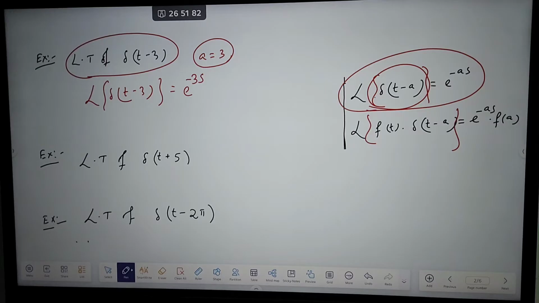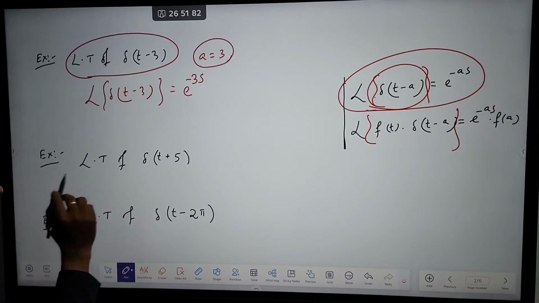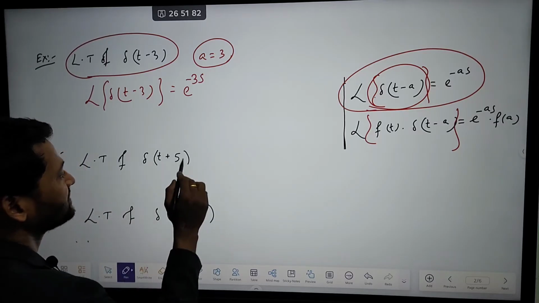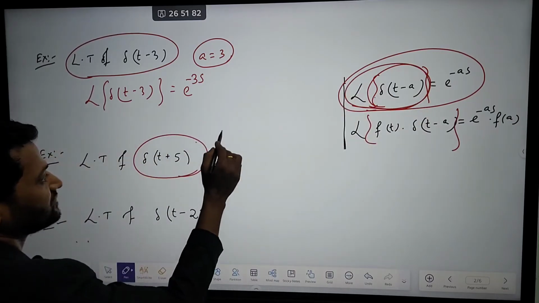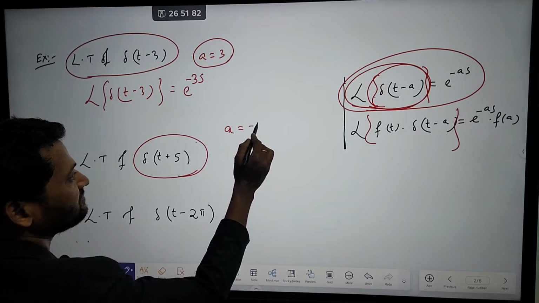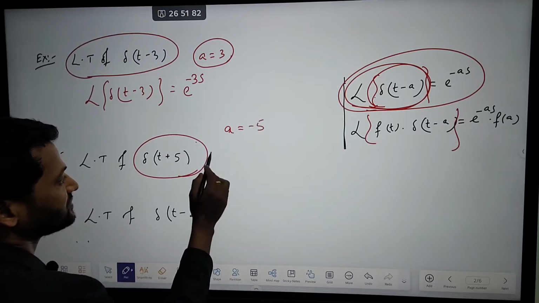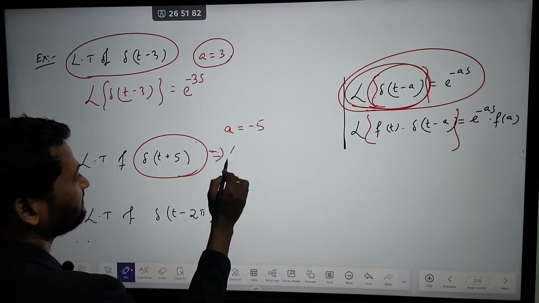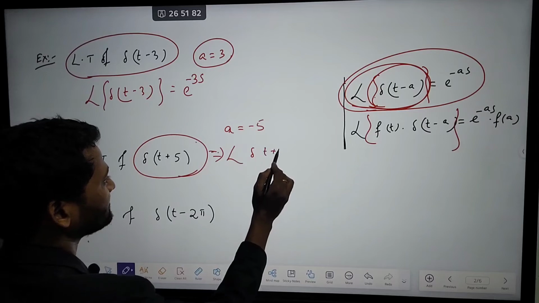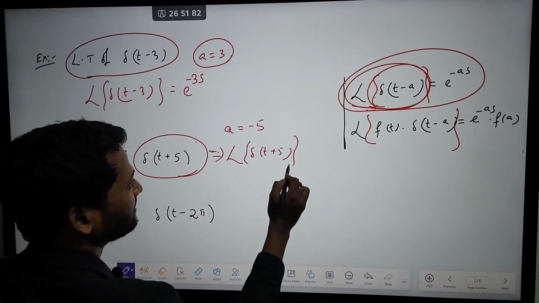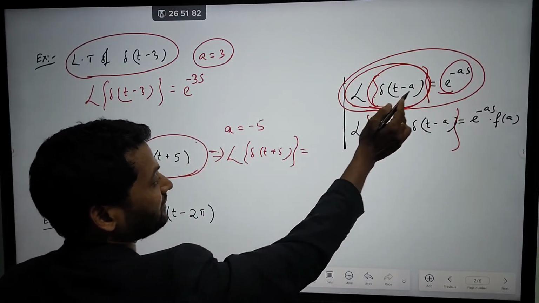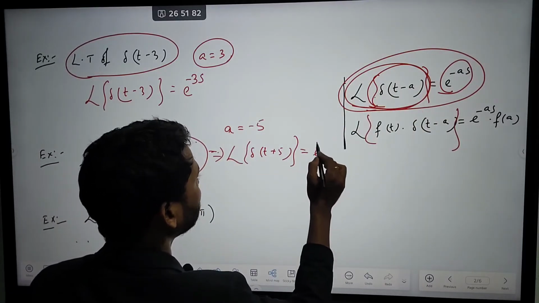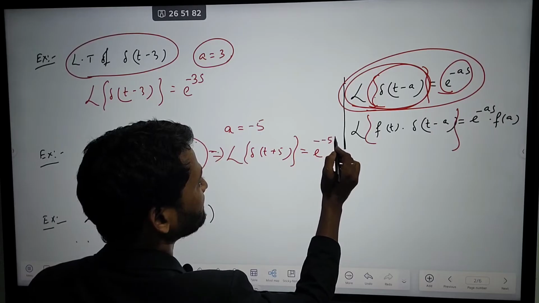Got it? Second question, Laplace transformation of del t plus 5. While comparing this with the formula, we can say a is minus 5. So what is the answer? Matlab Laplace of del t plus 5 will be, as per the formula, e to the power minus s, मतलब e to the power minus of minus 5s.